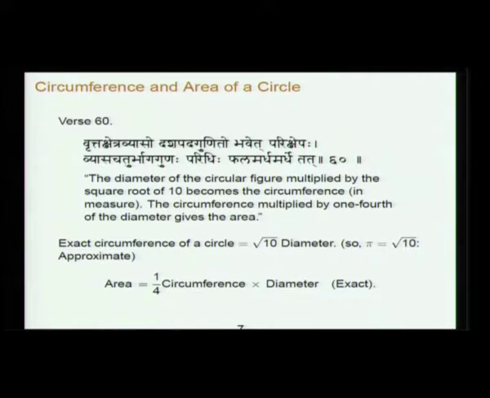Now, he goes back to the circumference and area of a circle again. So, in verse 60 he says, Vrutta Kshetra Vyaso Dashapada Gunito Bhavet Parikshepaha Vyasa Chaturbhaga Gunaha Paridhihi Phaladharma Pharama Ardha Ardhe Tat. The diameter of the circular figure multiplied by the square root of 10 becomes the circumference in measure. The circumference multiplied by 1/4 of the diameter gives the area. So, he says that the circumference of a circle is root 10 into diameter. So, he is taking essentially pi equal to root 10.